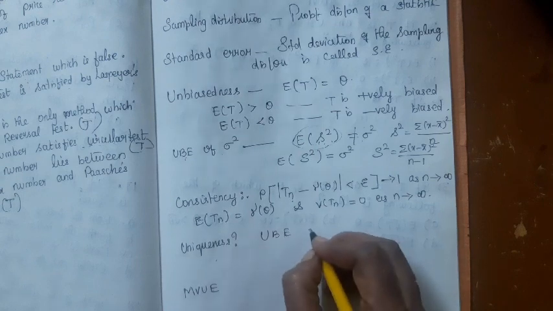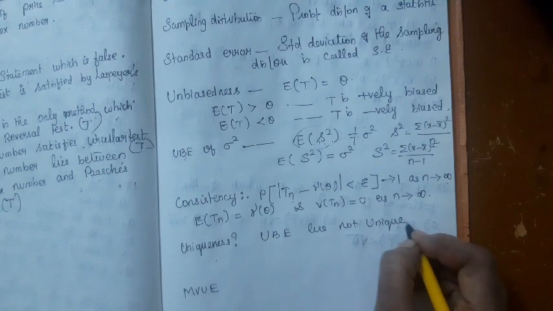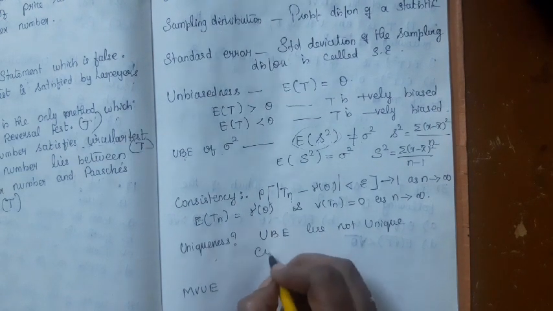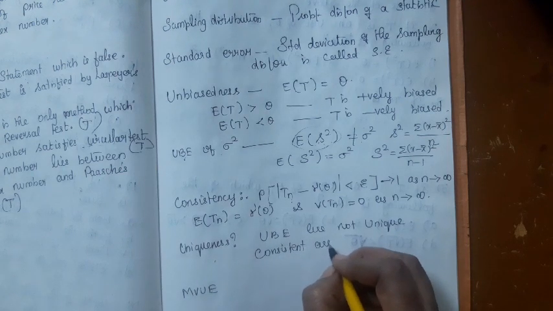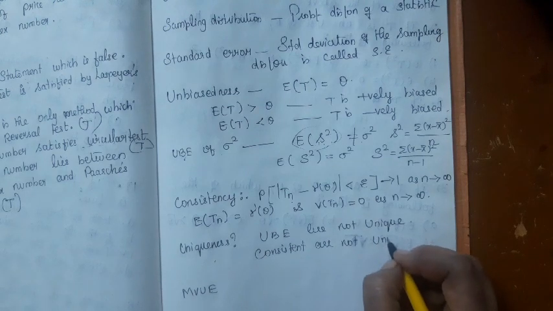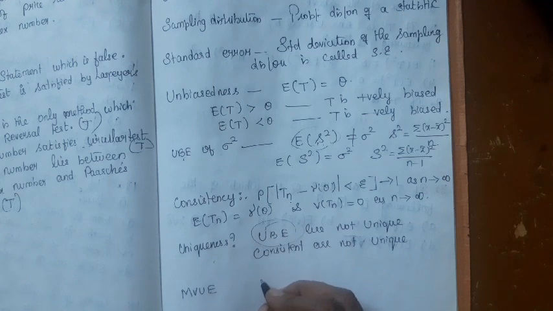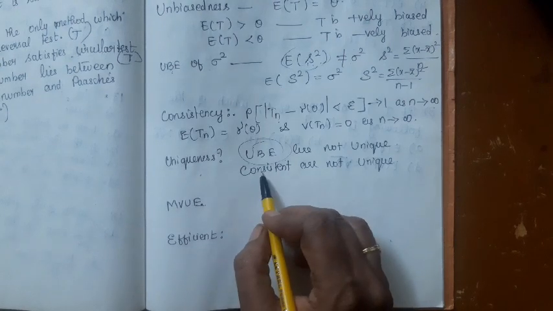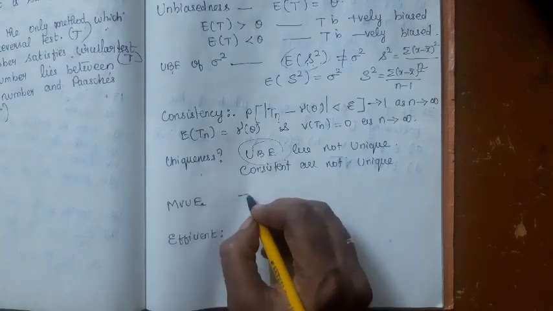The unbiased estimators are not unique. You may have many unbiased estimators for a parameter. And also consistent estimators are not unique. For any one particular parameter, you may have many consistent estimators. So among the unbiased estimators, the one which has minimum variance is called minimum variance unbiased estimator. Among the consistent estimators, the one which has the minimum variance is called efficient estimator.